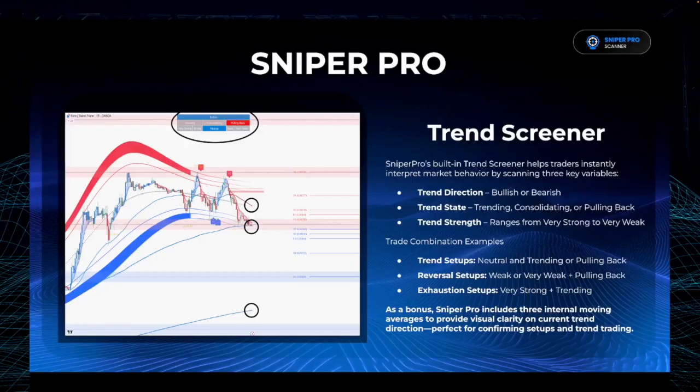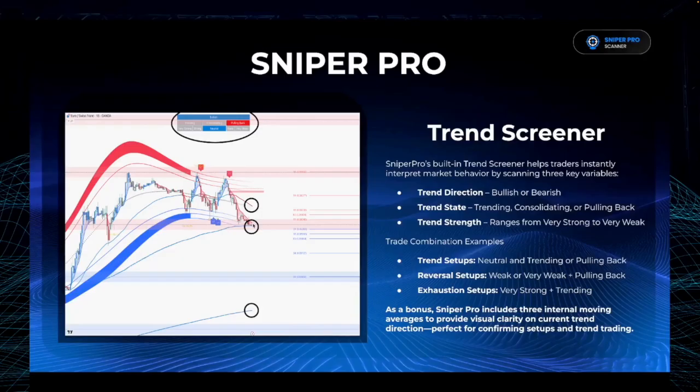Now, although you will not use the trend screener as an official confirmation for Sniper Pro, the trend screener and the combinations can help you identify what you want to do. As an example, if you want a trend setup, you can look for a neutral and trending or pulling back market. So here's a perfect example. This is a neutral bullish market that is pulling back. So it's very likely that you can continue to see the market continue to trend from here if you get a buy opportunity.